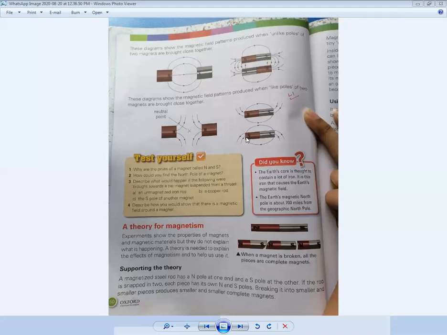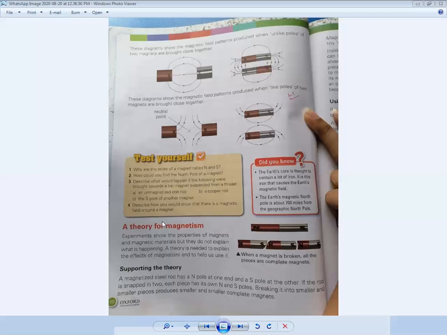This magnetic North Pole is 700 miles apart from the geographic North Pole. The geographic North Pole is the one shown on the directions of the Earth, meaning this is east, this is west, this is south, and this is north. I hope you understand. So this information is that the Earth's magnetic pole is about 700 miles from the geographic North Pole.